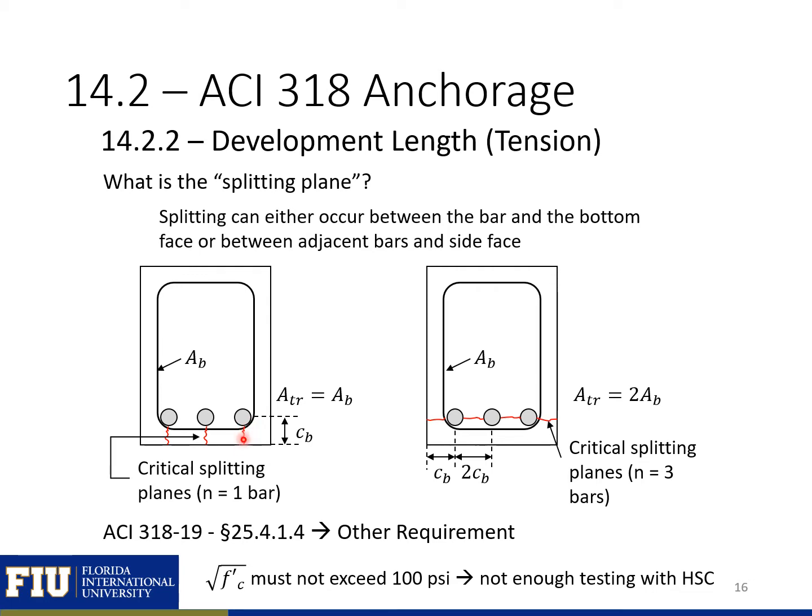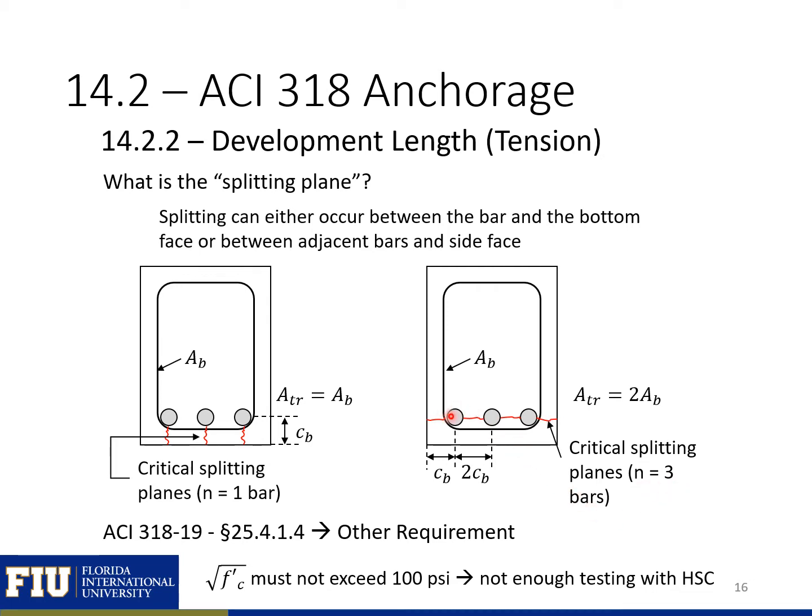our cover distance. When we're talking about a side face to side face splitting failure, we have two transverse bars crossing the splitting plane. So we have two bars crossing the splitting plane. And in this case, we have 1, 2, 3 bars involved in that splitting crack. So our N is equal to 3.